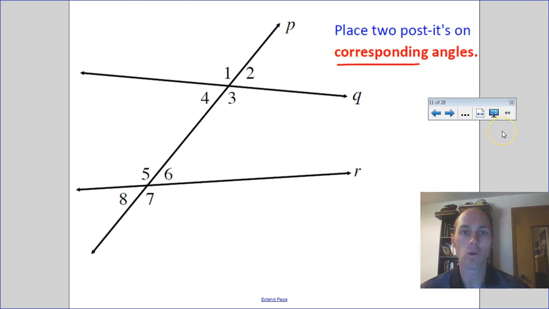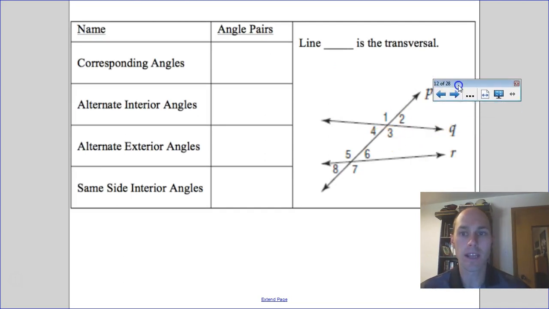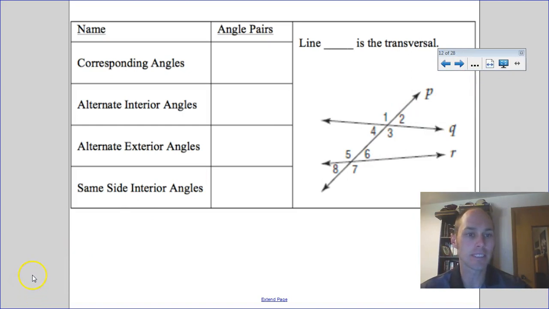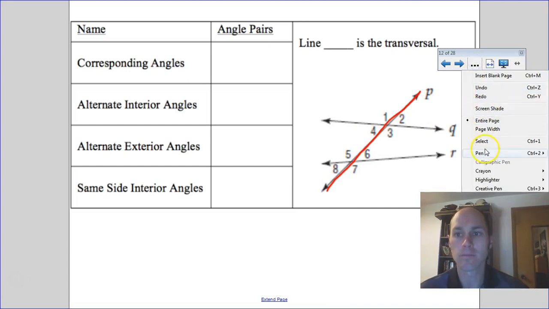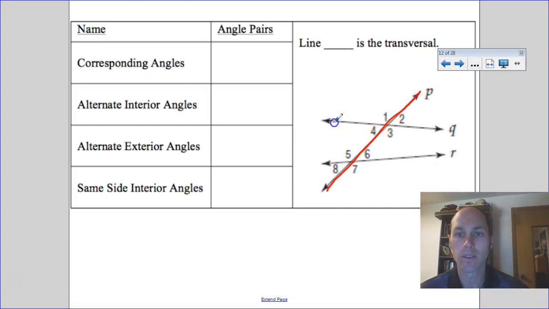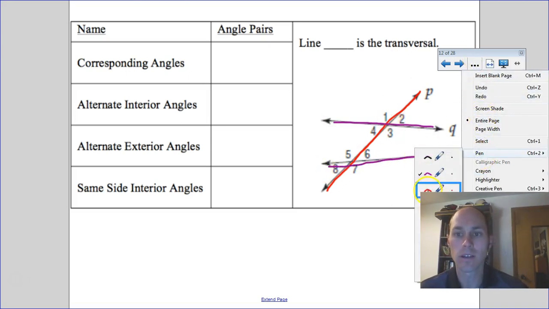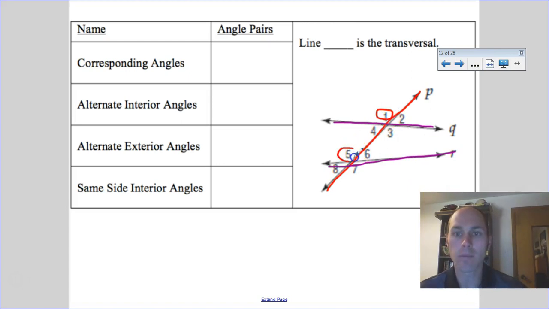Just based off of that term, corresponding. Well, corresponding angles are ones that kind of match up in the same spot. So this transversal cuts through, and we have the two lines, lines Q and R. And as we look at those lines, we've kind of got the same quadrants there. So angle 1 and angle 5 are both upper left. So 1 and 5. And we have a couple angles that are upper right, 2 and 6.